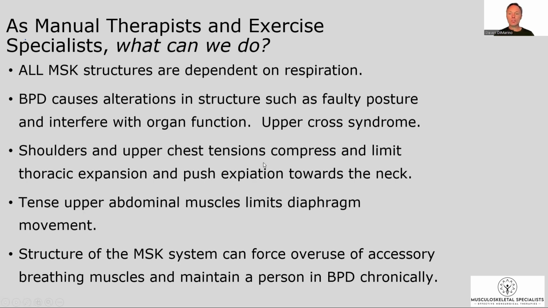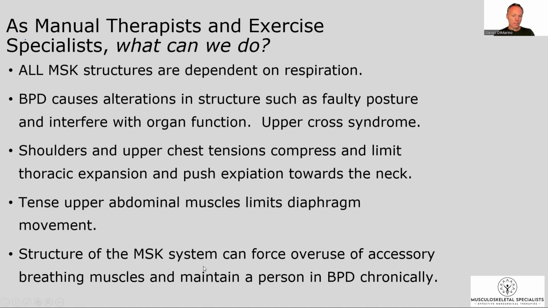Your shoulders and upper chest tensions compress the thoracic cage and push the expansion towards your neck. There's a typo there, sorry. Tense upper abdominal muscles limit diaphragm movement. So we can fix this. We can loosen the abdominals. We can get the diaphragm moving. We can get the organs out of the way. We can rehab their upper cross syndrome.